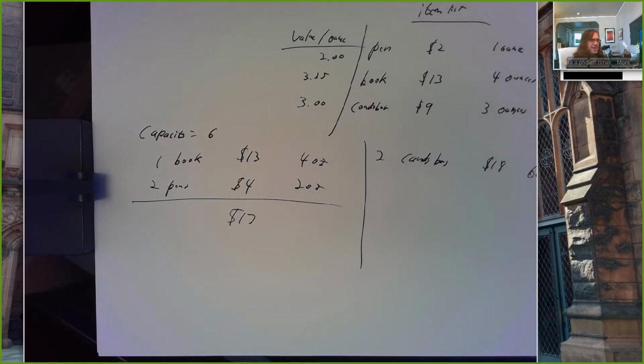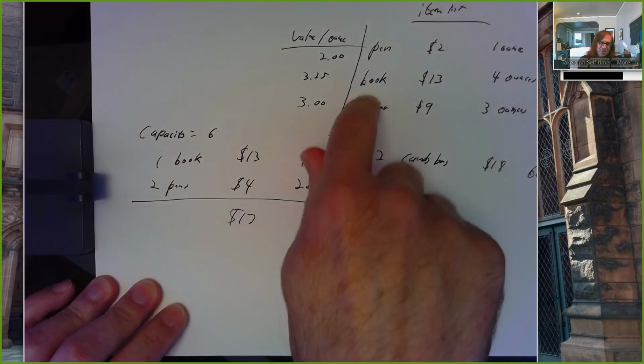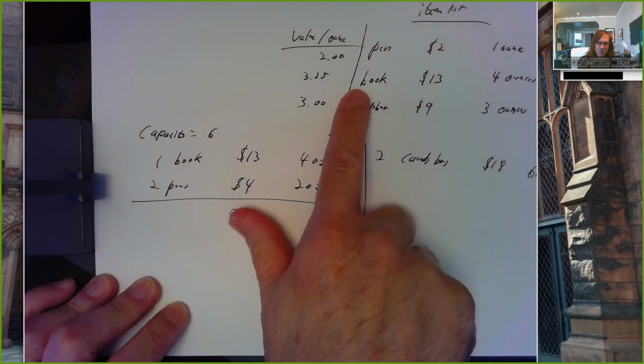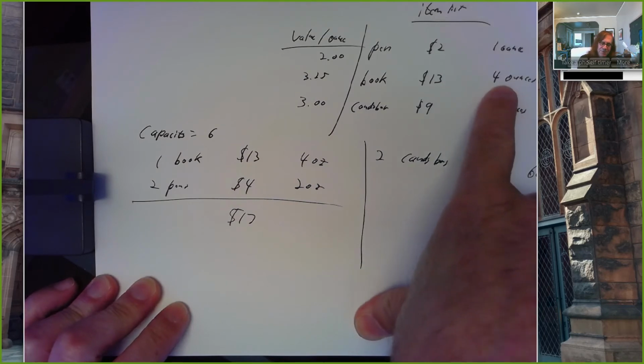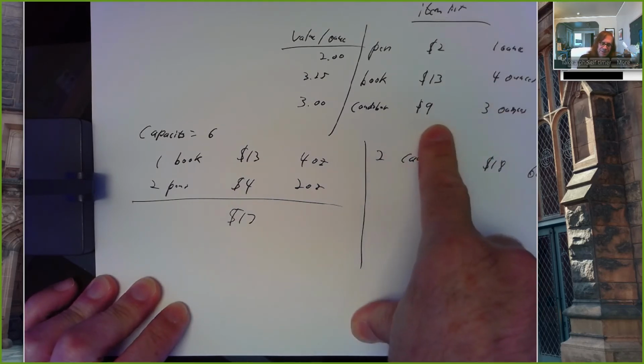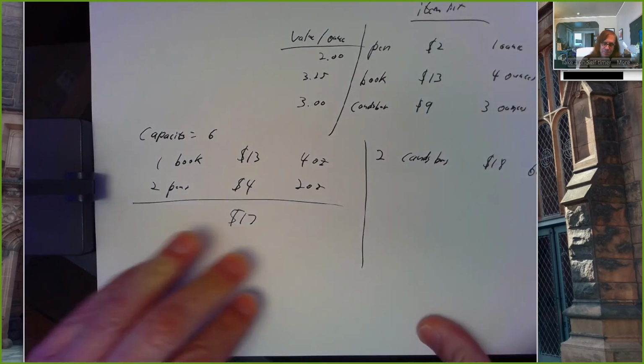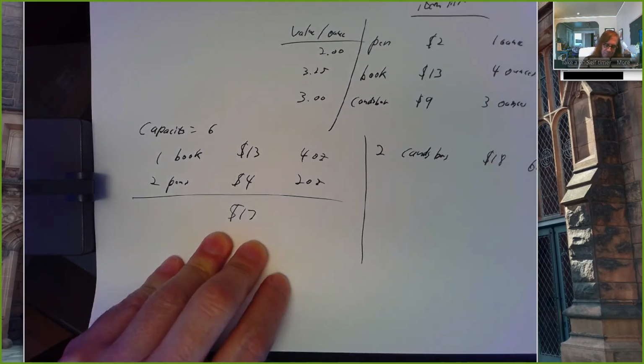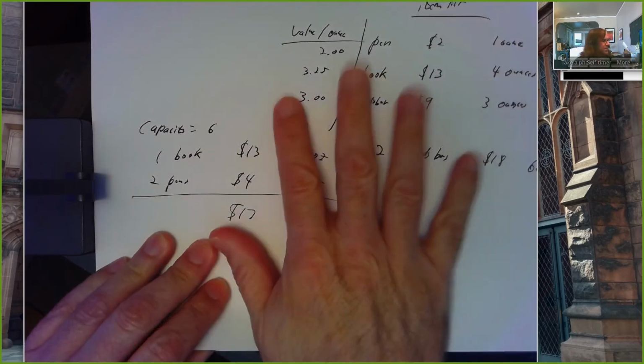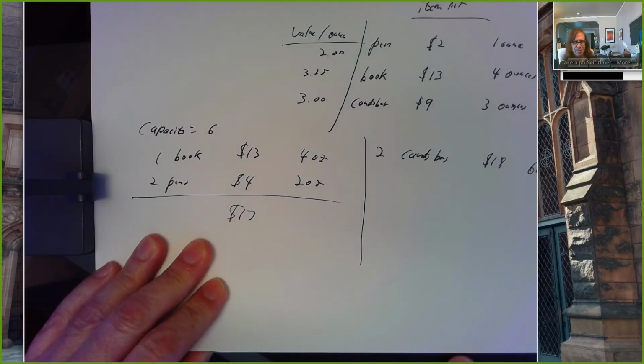But because we're not allowed to take fractional amounts of things, right, if we could take 1.5 books, this would be the best solution. But once we take a book, we've diminished our capacity by 4, and we can't fit this candy bar, which turns out to be worth a whole lot more than the pen. So we need a non-greedy approach to solving this problem.